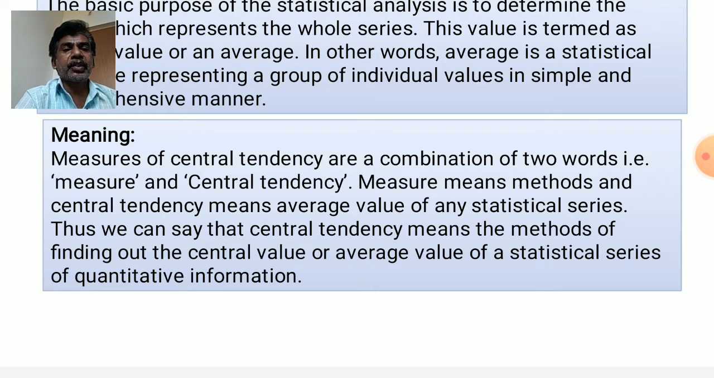So we can say that central tendency means the method of finding the central value, or it is the process of finding a central value or an average value of a statistical series of quantitative information. Therefore, an average is a single value which depicts the entire given values, or which shows the entire set of frequency distribution or the whole series.